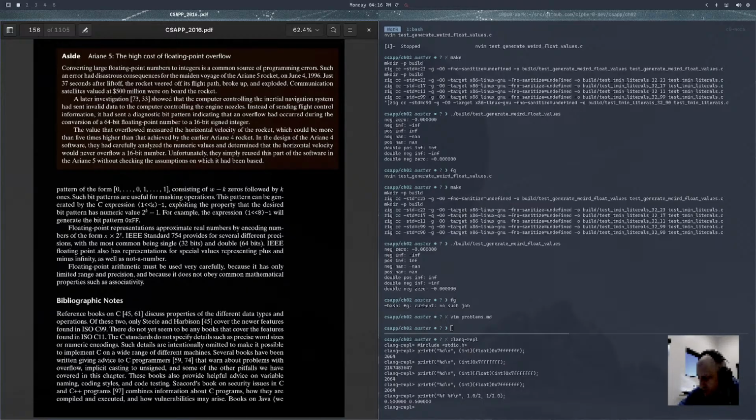Floating point representations approximate real numbers by encoding numbers in the form of x times 2 to the y. IEEE standard 754 provides for several different precisions, with the most common being single 32-bit and double 64-bit. IEEE floating point also has representations for special values representing plus and minus infinity, as well as not a number. Floating point arithmetic must be used very carefully because it only has a limited range and precision and because it does not obey common mathematical properties such as associativity.